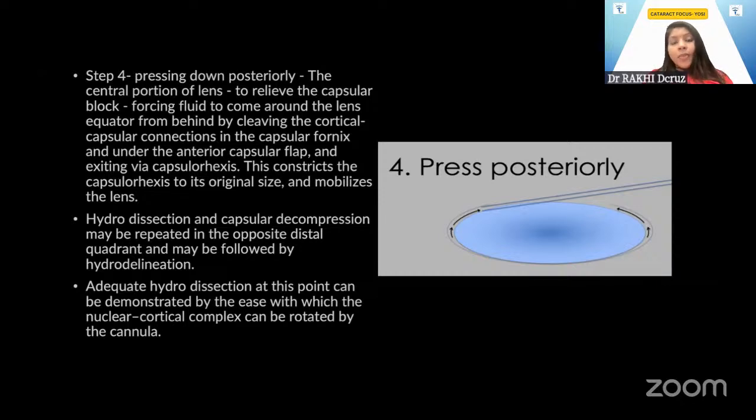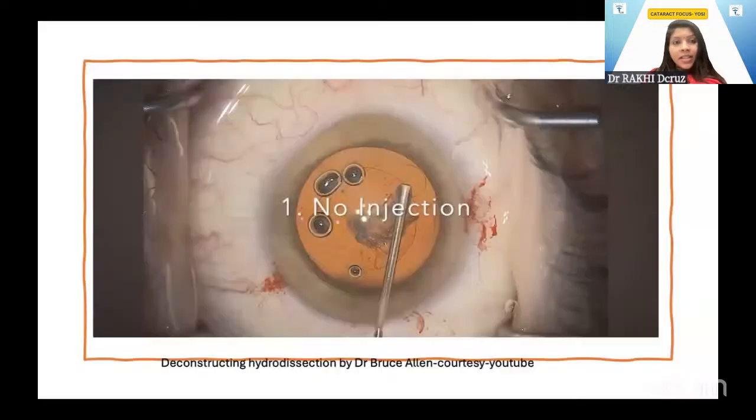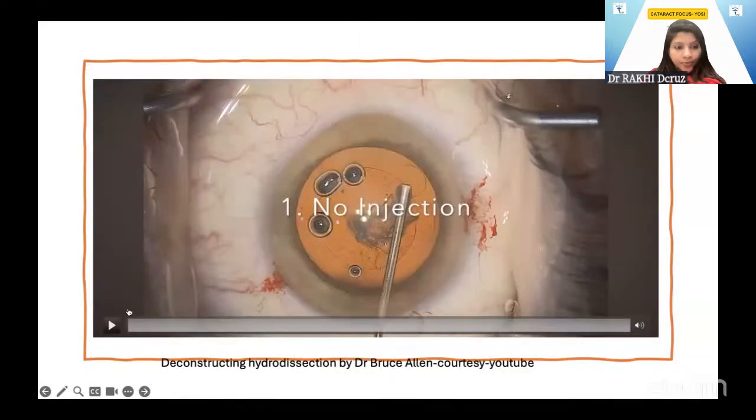and may be followed by a hydrodelineation if required. Adequate hydrodissection at this point can be demonstrated by the ease with which the nuclear cortical complex can be rotated by the cannula. So now let's see the steps in detail in this video.